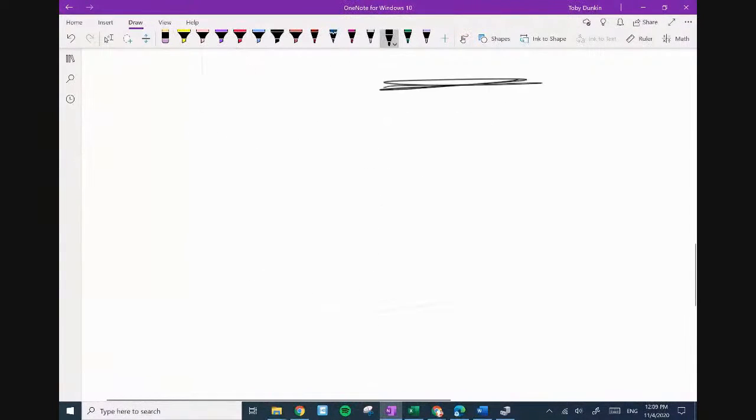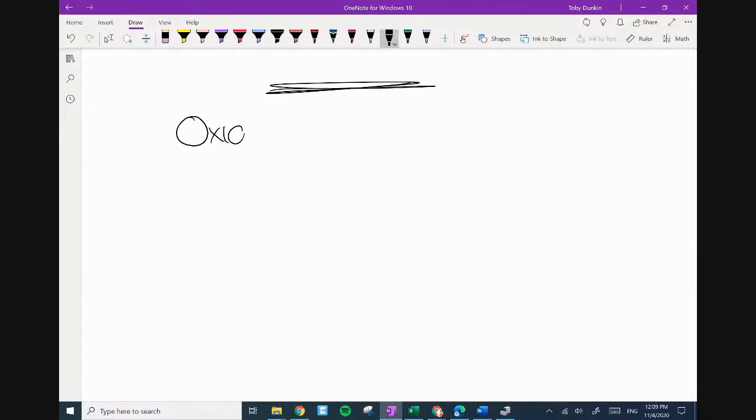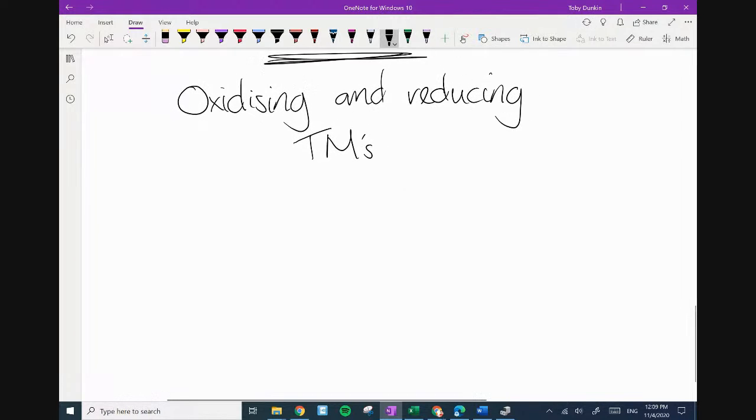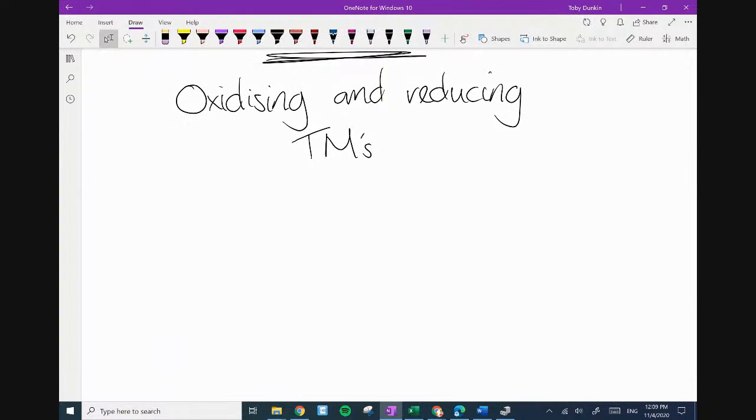Okay, so can you just put a little subheading of oxidizing and reducing transition metals. Okay, and this is really straightforward. Now, you guys have been talking about oxidizing and reducing agents since you started AS, and so this is just a new one that you've got to add to your repertoire.